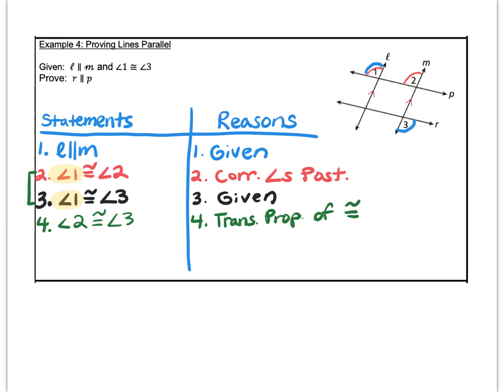Now, let's go ahead and see what we can do next. So now that we have a pair of congruent angles, see how those 2 and 3 are alternate exterior angles with P and Q? Well, if we have a pair of alternate exterior angles that are congruent, we know that P must be parallel to R, or R must be parallel to P. So R parallel to P by, and since these two angles are alternate exterior angles, we would use the converse of the alternate exterior angles theorem.